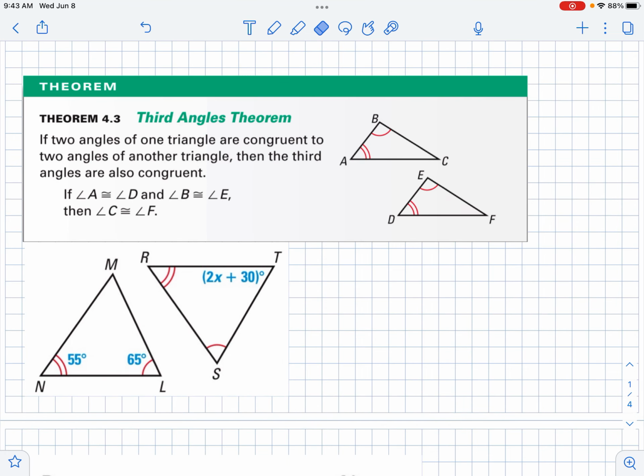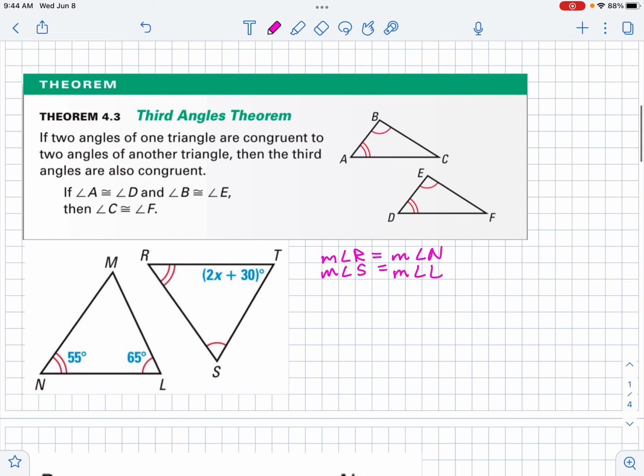Let's look at these two triangles here and see if we can somehow use that to figure out what this is, 2x plus 30. Well, notice that this is a situation where you have two triangles with two angles in each that have the same measure. The measure of angle R is equal to the measure of angle N. You have the measure of angle S is equal to the measure of angle L. Two angles of a triangle have the same measures as two angles of the other triangle. Therefore, the third angle is the same. So in other words, this angle right here is the same as this one in measure.